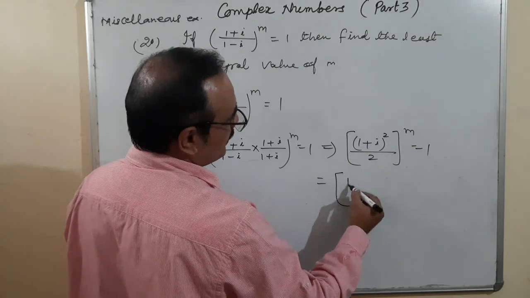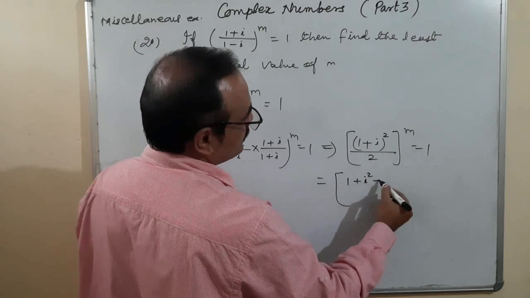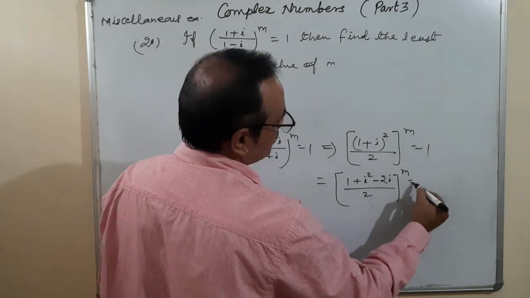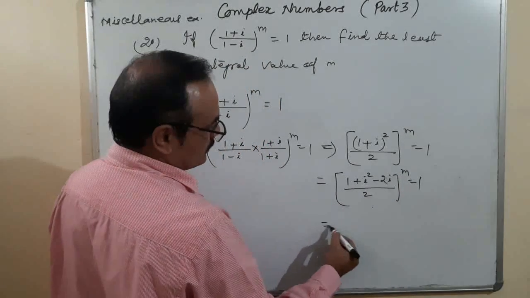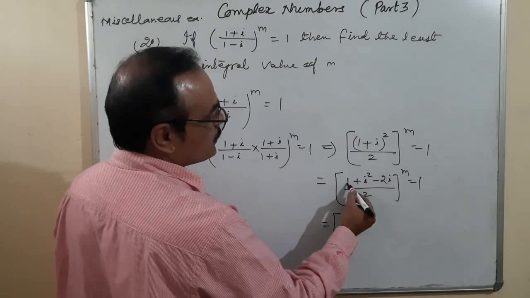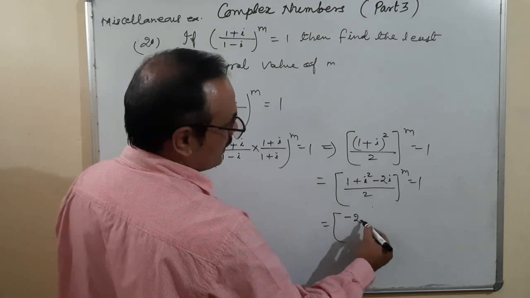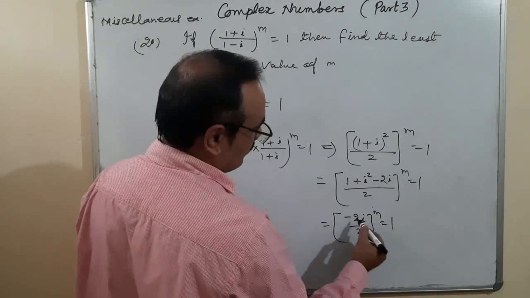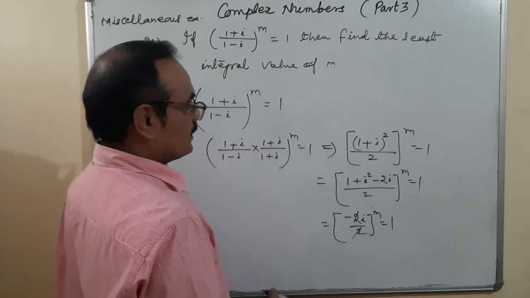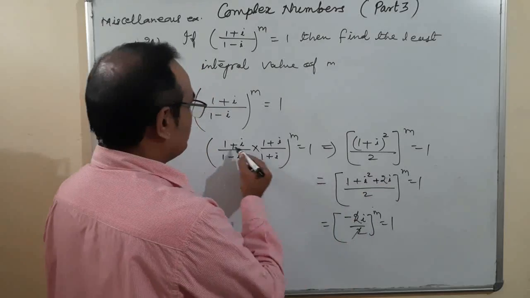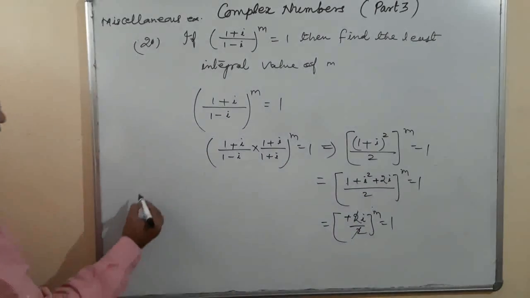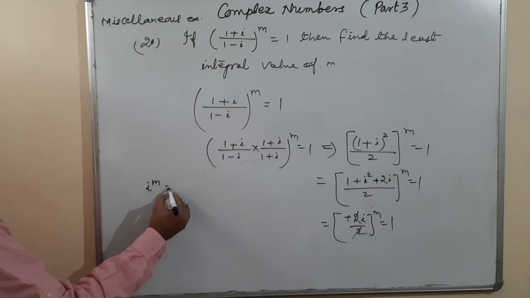(a plus b) whole square is a square plus b square plus 2ab, upon 2, to the power m is equal to 1. So this is i square, minus 1 plus 1 cancel, plus 2i upon 2 to the power m is equal to 1. 2 cancel, and sorry, this is a plus sign here because it is (a plus b) whole square. What is coming here? Finally, i to the power m is equal to 1.